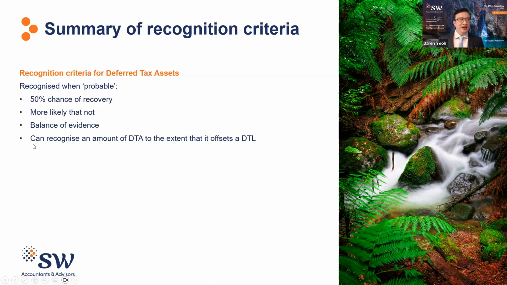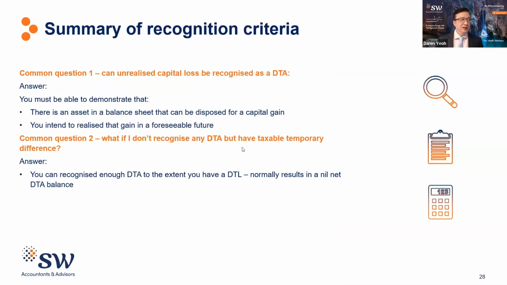Note here, you can recognize an amount of DTA to the extent that you have a DTL, and we'll come back to that. So, a common question that we get. Firstly, I have impaired an asset, so my investment in a subsidiary or a CGT asset. Can I recognize a DTA on that unrealized loss? That's what it is, an unrealized loss.